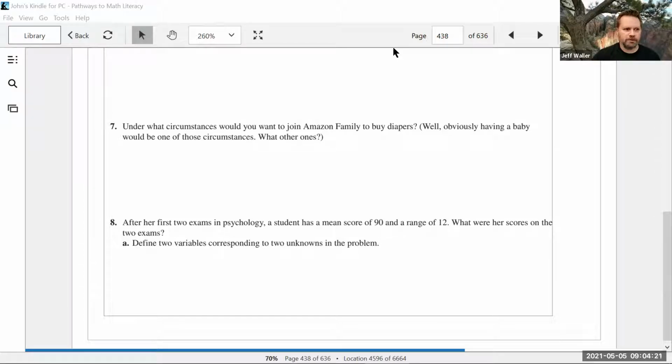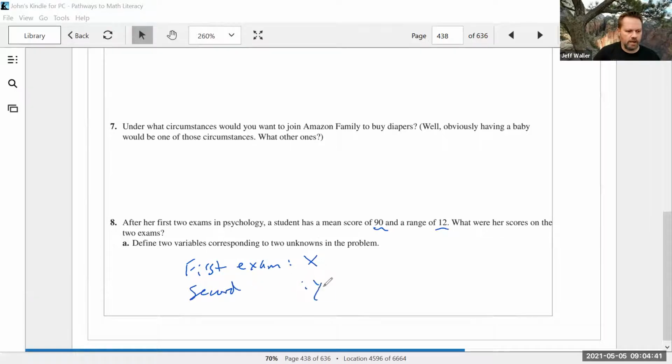You're trying to bring in specifics way too soon. The first thing we do is just give a letter to things. So the first exam you can call X, or you can call it F if you want to, and the second exam you can call Y.